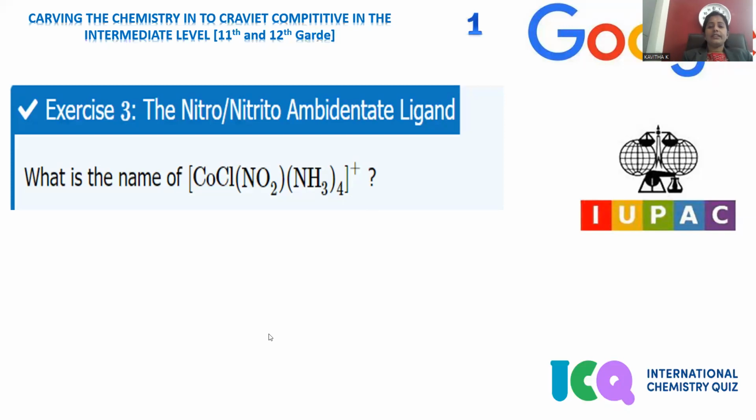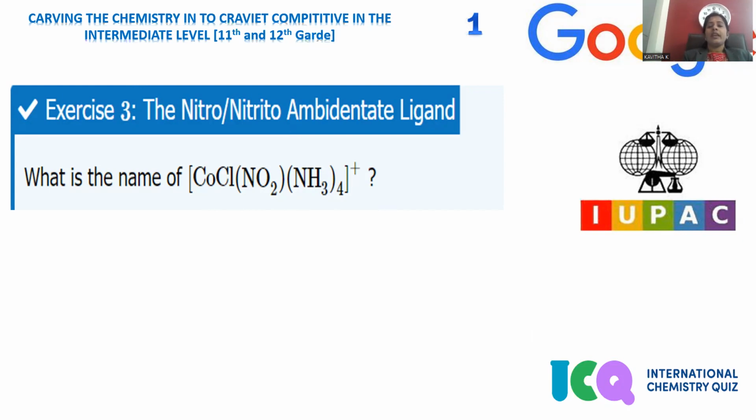Here is a question related to IUPAC nomenclature. IUPAC stands for International Union of Pure and Applied Chemistry, where a complex is provided here. A cobalt complex accompanied by chloro, nitro, and amino ligands, which carries a positive charge. The topic is related to the ambidentate ligand.